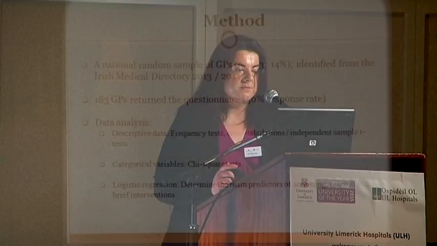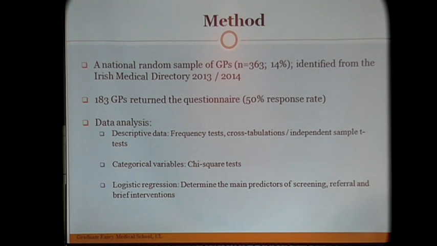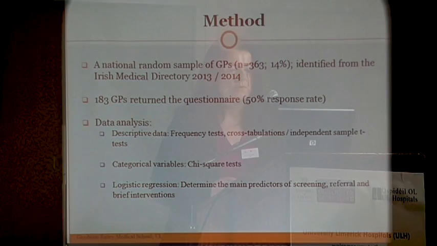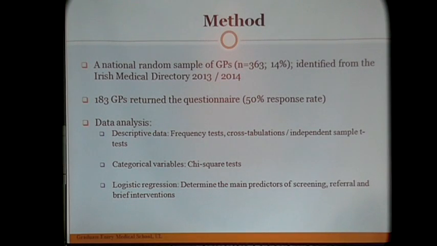A national random sample of GPs were identified from the Irish Medical Directory. 183 GPs responded, so we were provided with a 50% response rate. Data analysis included descriptive analysis using independent sample t-tests, chi-square tests, and logistic regression was used to determine the main predictors associated with screening and referral and brief interventions.